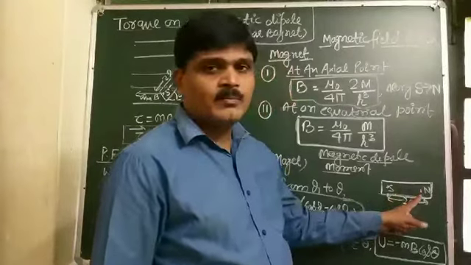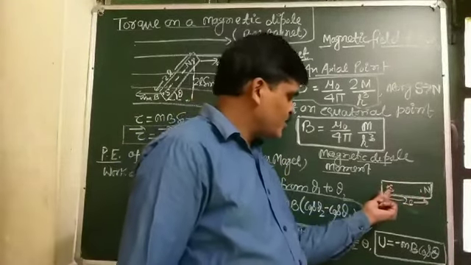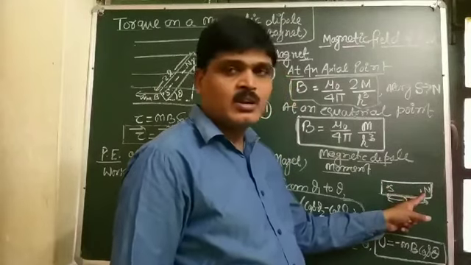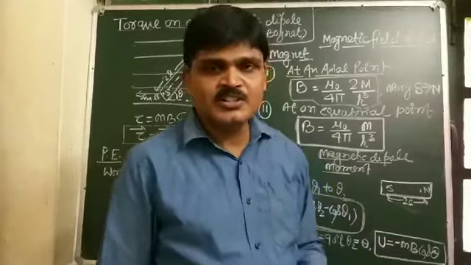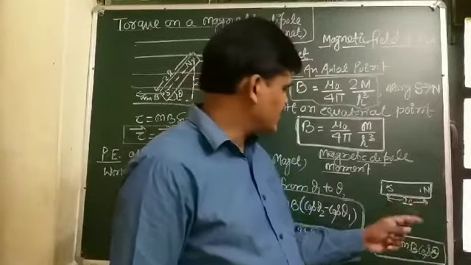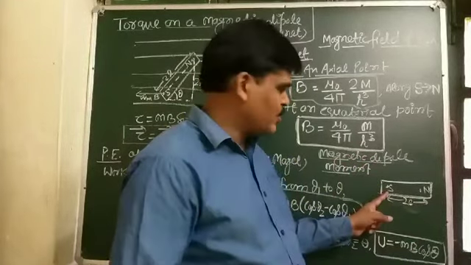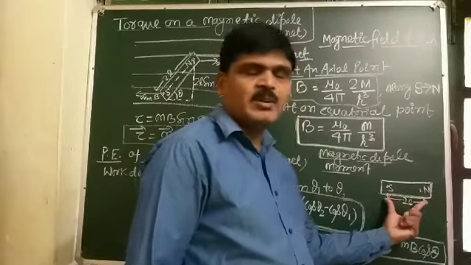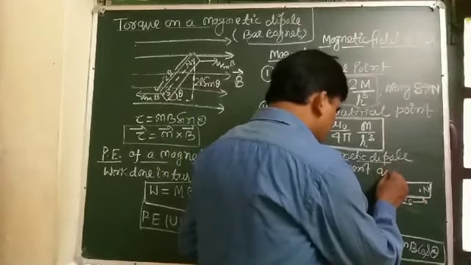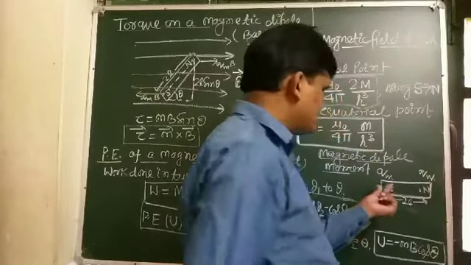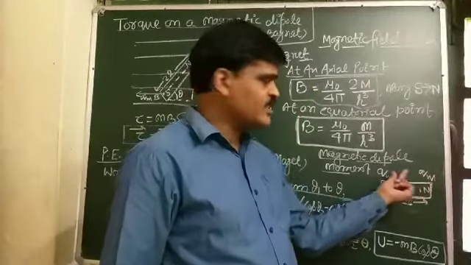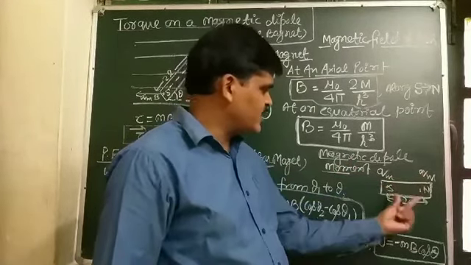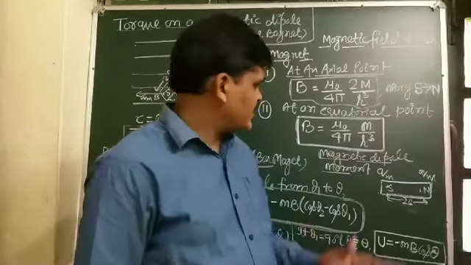So first of all, what is a magnetic dipole? A magnetic dipole consists of two unlike poles of equal pole strength separated by a small distance. The pole strength is shown as Qm. It means both the north pole and the south pole have the same pole strength. So they form a magnetic dipole.